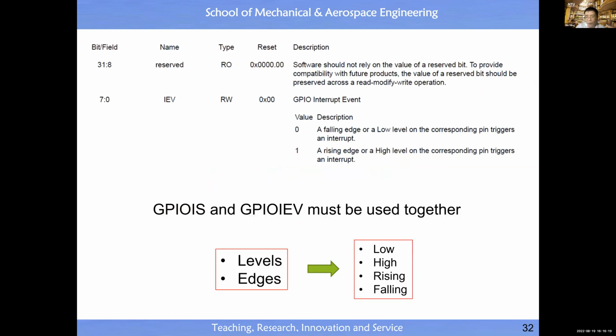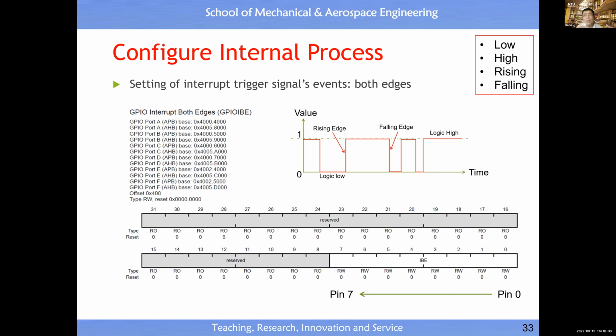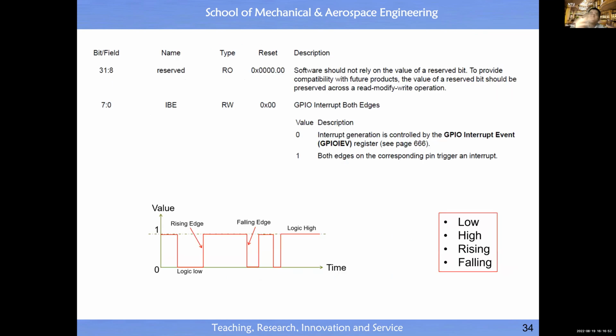Here it says you must combine the previous two registers to achieve this goal, because you have four specific meanings of the input signal, and you decide which to respond to. For some applications, you may say, I don't care which edge, as long as you see the rising or falling edge, respond immediately because it is urgent. Then you say respond to both edges and tell the hardware. So that is for input.